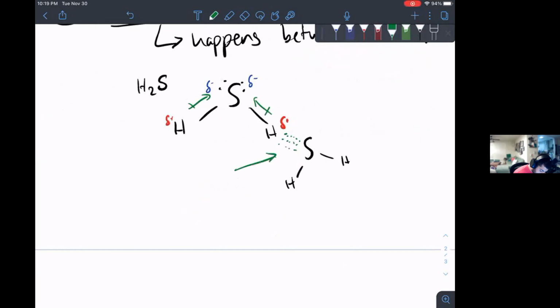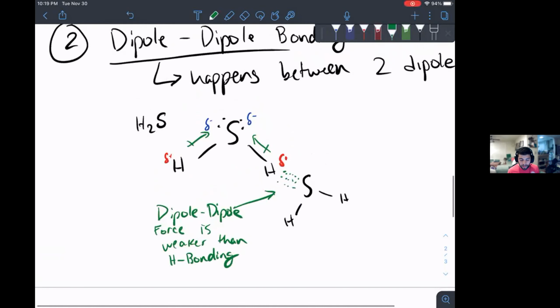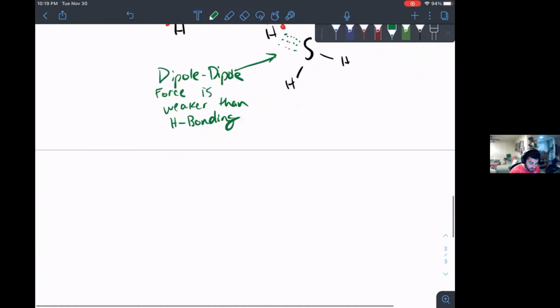So this dipole force or bond is weaker than hydrogen bonding. So it's just overall going to be weaker, but it's the same concept. And it works with any dipole. It doesn't have to involve hydrogen.